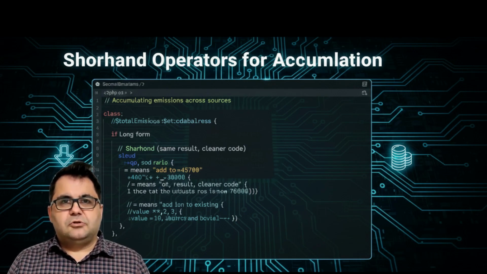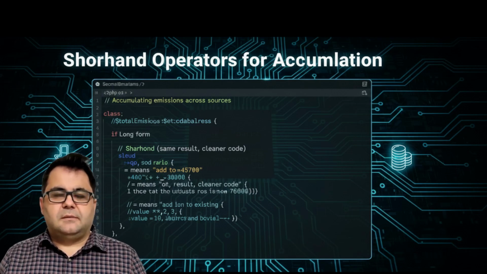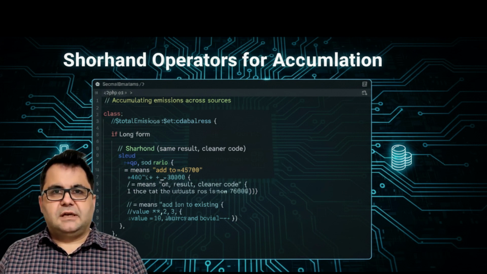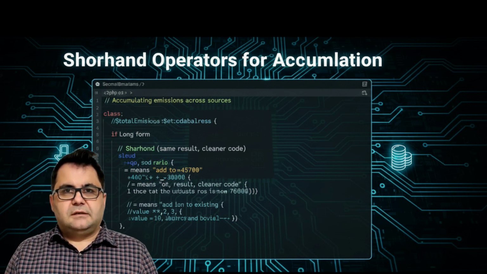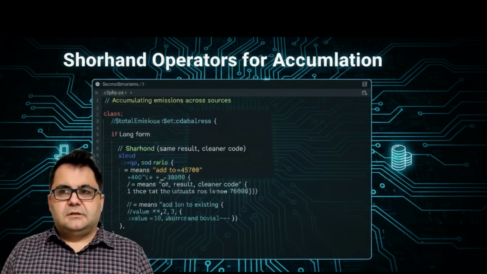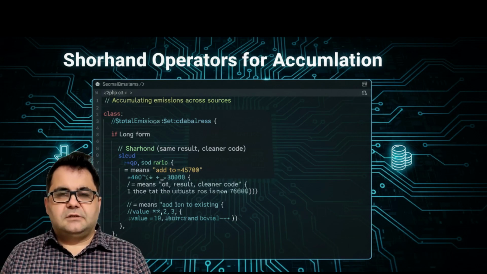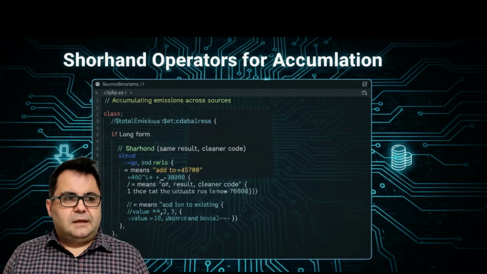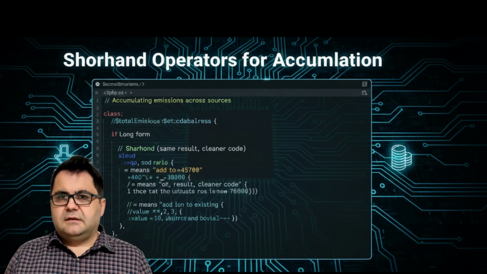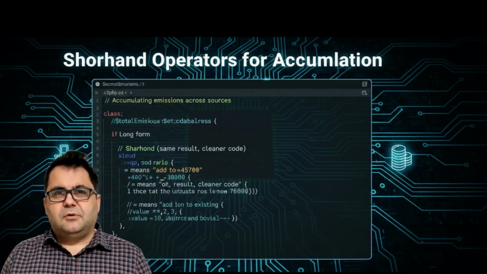Iterate through emission sources, calculate each one, and accumulate the total. The plus equals operator adds the right side to the existing value and stores the result. Similarly, minus equals subtracts, times equals multiplies, and divide equals divides. The increment operator plus plus adds 1, and minus minus subtracts 1. These are useful for counting entries, tracking iterations, and similar tasks.